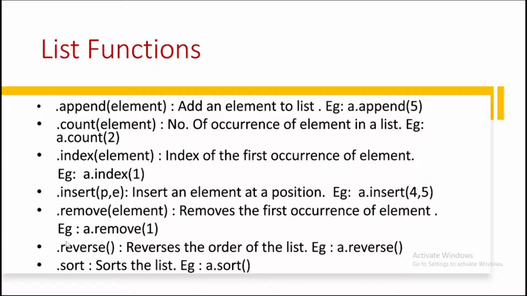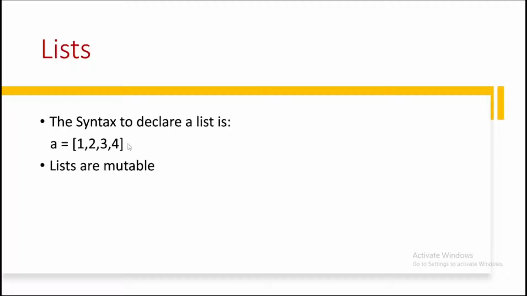Then we have dot reverse. It is used to reverse the order of the list. So instead of 1, 2, 3, 4, it becomes 4, 3, 2, 1.